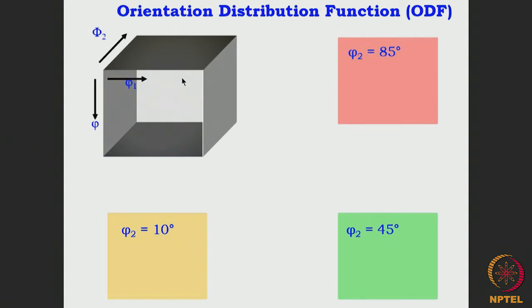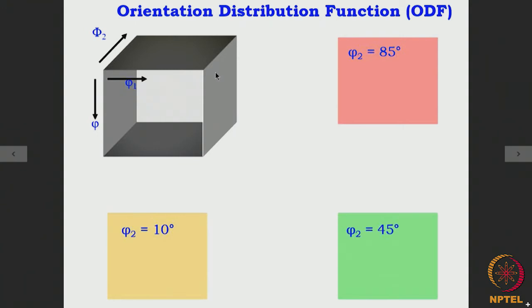Now, what is the size of this orientation space? You see, for cubic materials, the orientation space is such that phi 1 varies from 0 to 90 degree, phi varies from 0 to 90 degree, phi 2 varies from 0 to 90 degree. Actually, the size of the orientation space depends on the symmetry elements possessed by the sample and also the material. For cubic material only, we have got an orientation space which is cubic in nature, and where phi 1, phi, phi 2 independently vary from 0 to 90 degree.